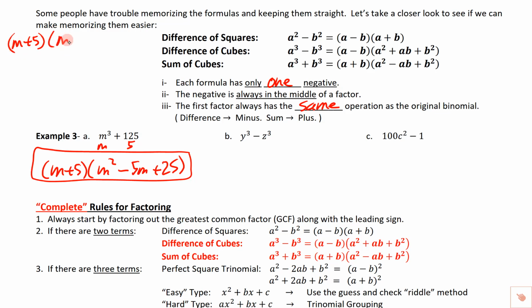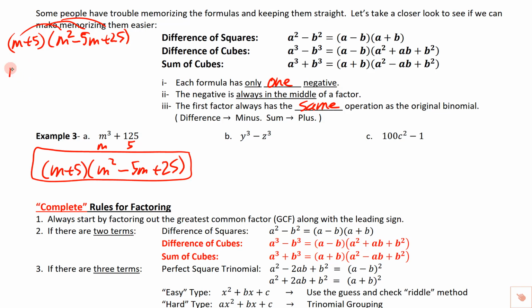And we're going to write down m squared minus 5m and then plus 25. And let's actually take a look at this if we do this backwards. So we think we've got the right factors. Watch what happens when we multiply here. So I'm going to multiply the m through.